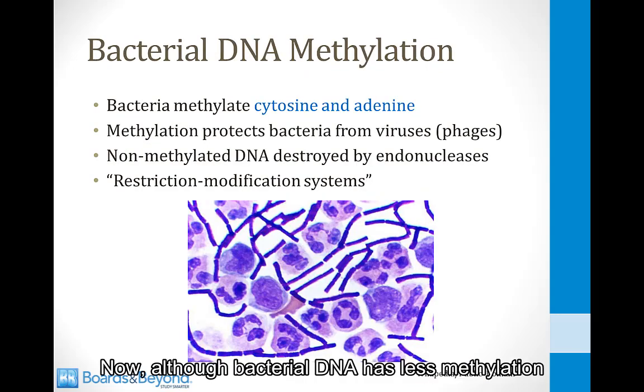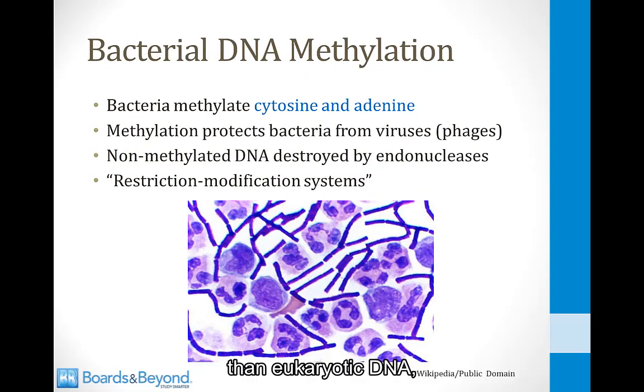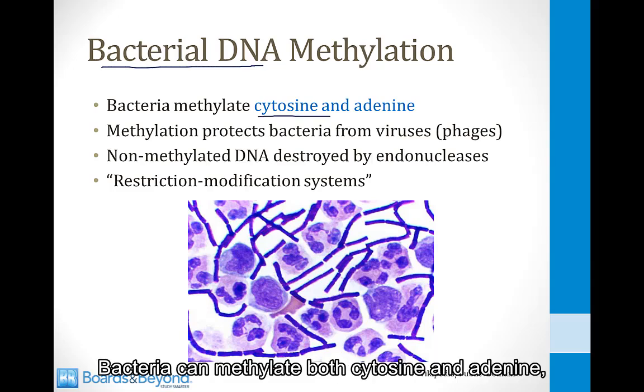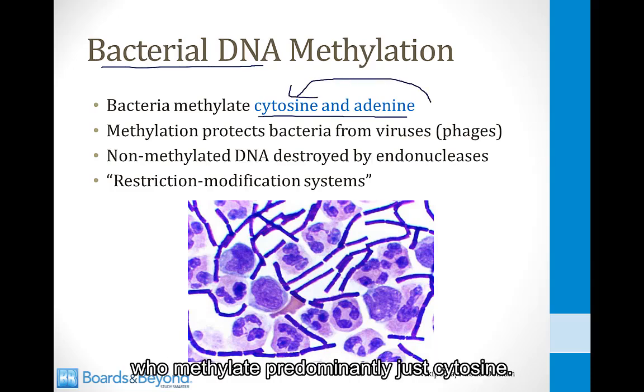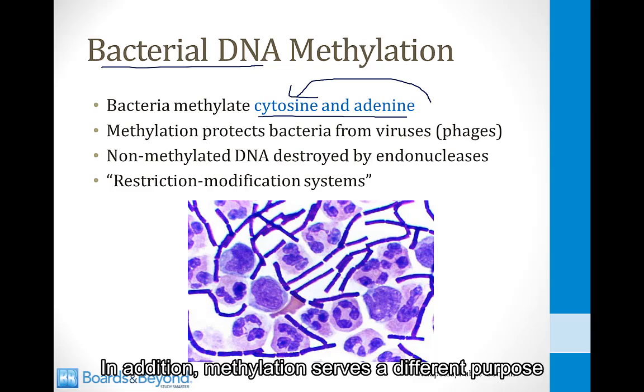Now, although bacterial DNA has less methylation than eukaryotic DNA, there is some methylation that occurs in the DNA of bacteria. Bacteria can methylate both cytosine and adenine, so this makes them different from eukaryotes, who methylate predominantly just cytosine. In addition, methylation serves a different purpose in bacteria than it does in humans.